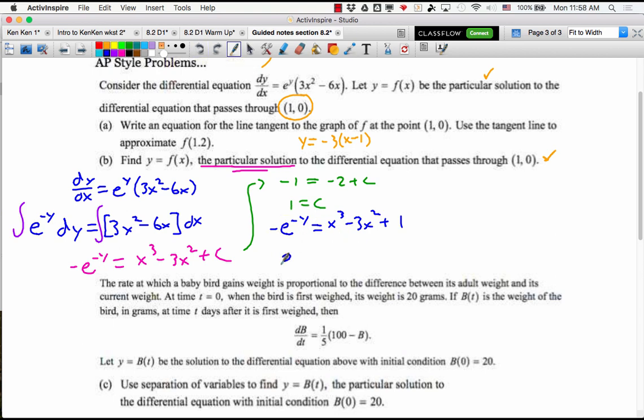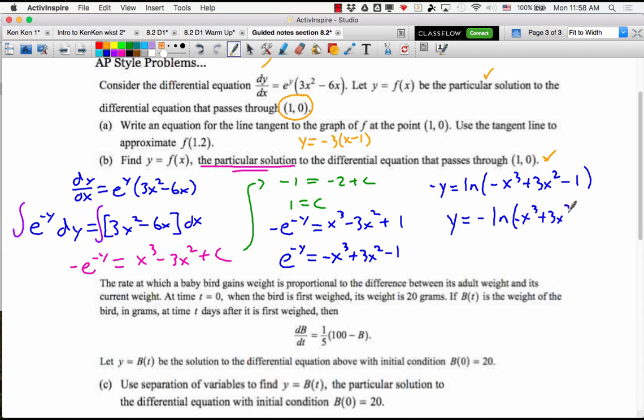If not, you need to do this. e to the negative y equals negative x to the third plus 3x squared minus 1. If we take the natural log of both sides, we get negative y equals natural log of negative x to the third plus 3x squared minus 1. And then we divide by the negative. y equals negative natural log of negative x to the third plus 3x squared minus 1. This would be your particular solution. And I think because it says y equals, they wanted it over here as y equals.